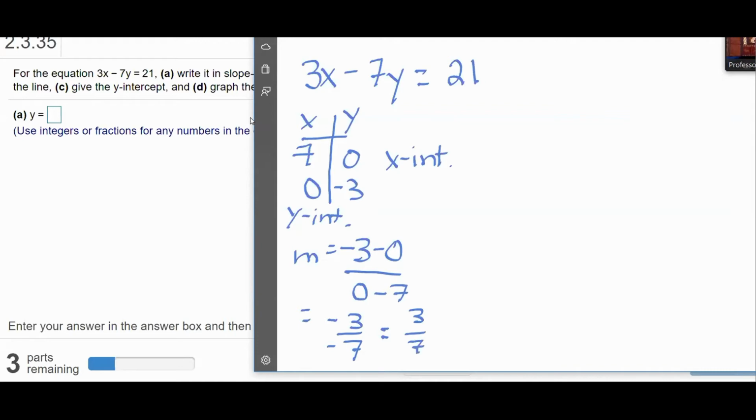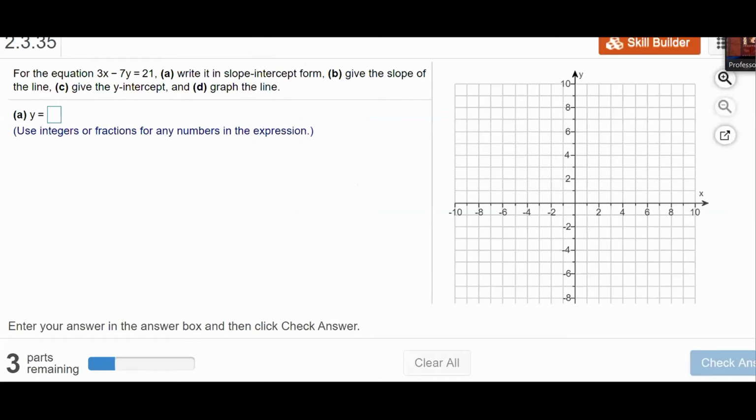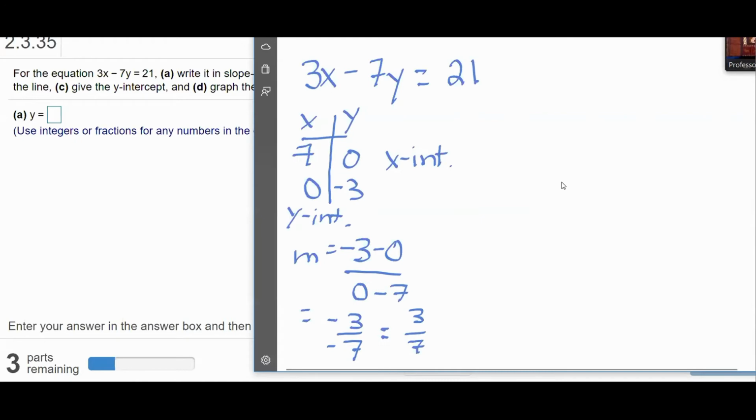But what they're expecting, they're saying, write it in slope-intercept form. Granted, the work I just did is going to give us that. But I just used that because the numbers were nice. What they're looking for is for you to subtract the 3x and then divide both sides by negative 7.